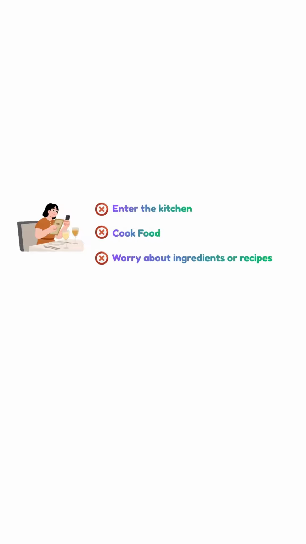Suppose we have a restaurant, and in that restaurant, we have a customer. That customer represents the LLM. What does the customer do? Look at the menu, chooses a dish, places an order, waits for the food. But what the customer doesn't do: enter the kitchen, cook food, worry about the ingredients or the recipes.